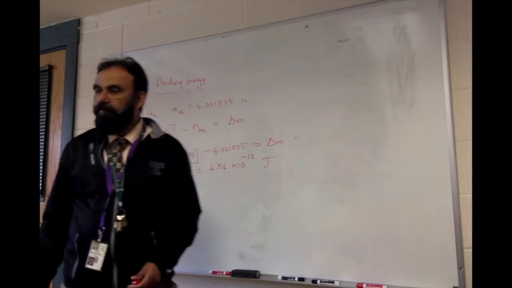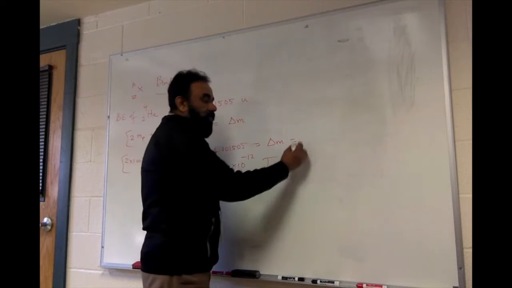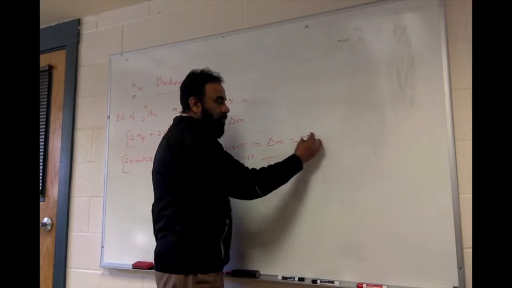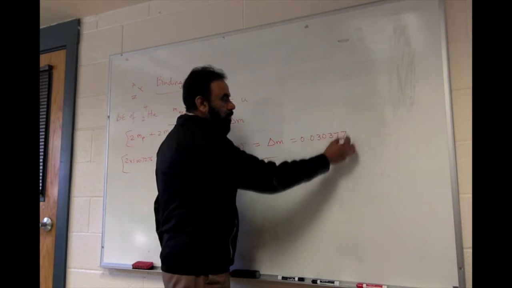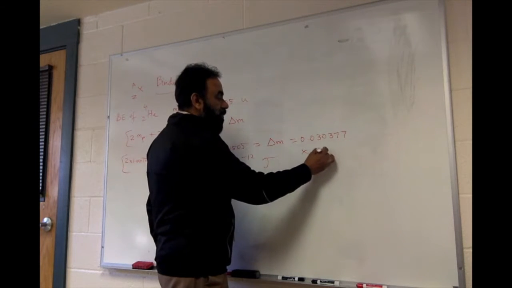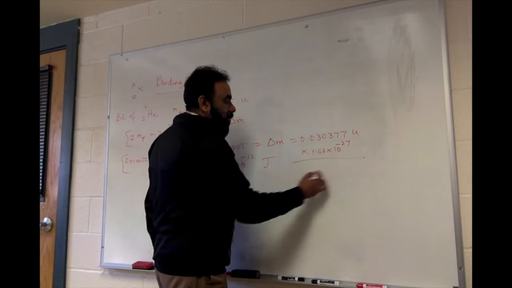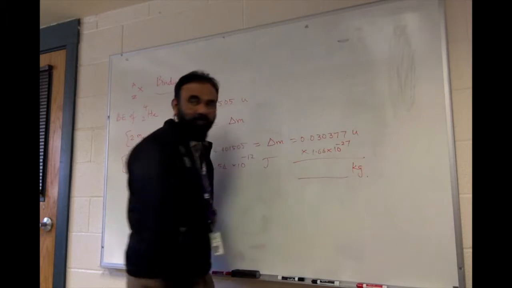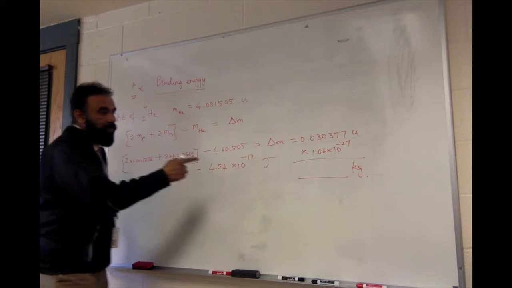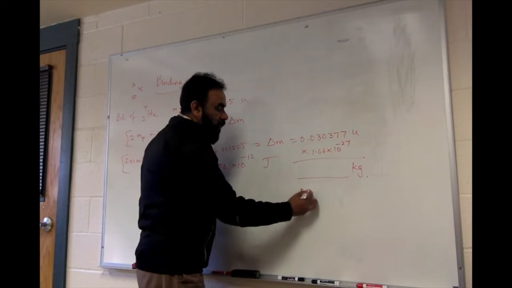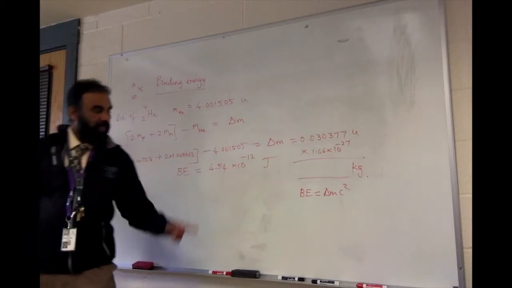Mr. Sam, what do we do to the delta M after we get it? You multiply by 1.66. So how much is delta M? It was 0.03037. Multiply that with 1.66 times 10 to the negative 27. This is in atomic mass units. Multiplied by that much, and that will give you the mass in kilograms. And then use that in this equation, B is equal to delta M C squared. And that will be this energy.